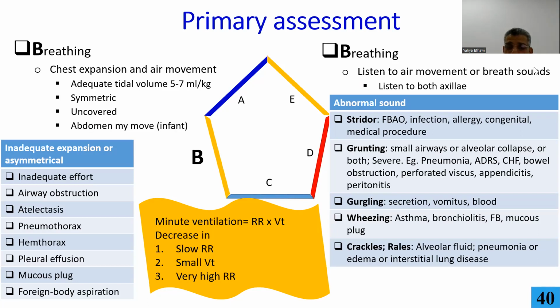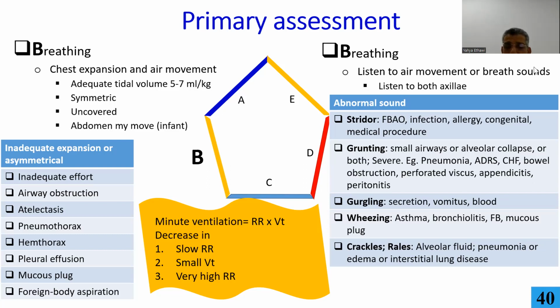So minute ventilation decreases if the respiratory rate is slow, and decreases also when there is small tidal volume. It also decreases when the respiratory rate is too high. So if your respiratory rate is 80, there is no time for air to go in and out, and tidal volume will be affected. So remember, tidal volume affects minute ventilation more than the respiratory rate. Minute ventilation depends mainly on tidal volume.